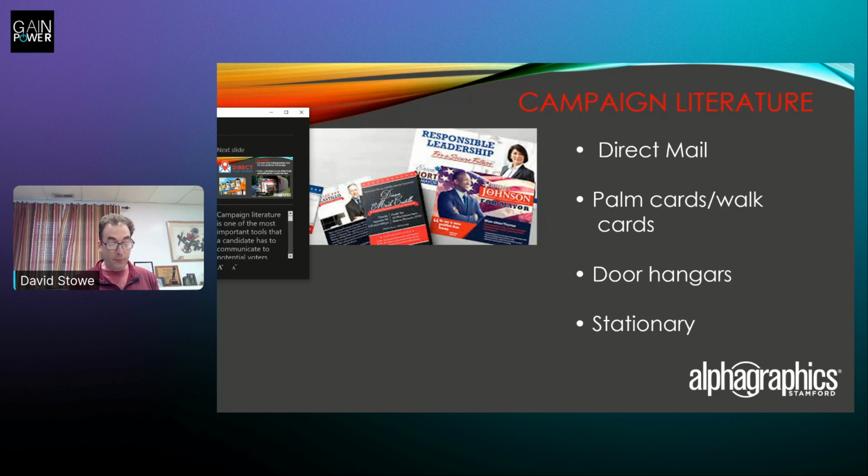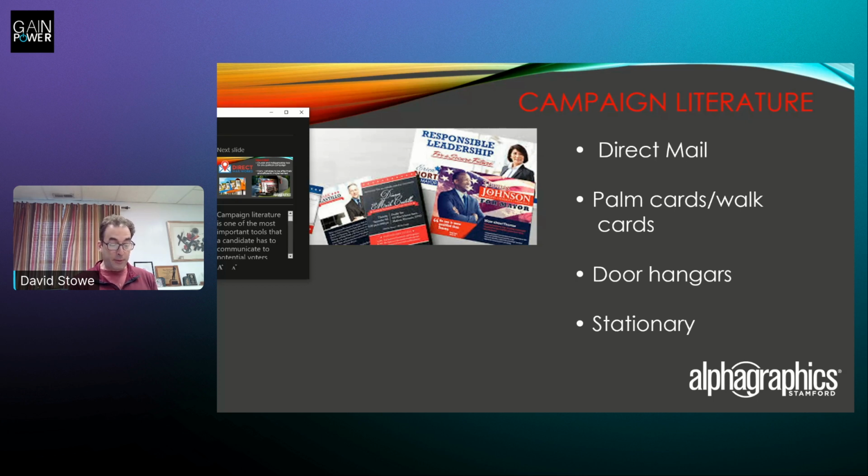Direct mail is a powerful tool that is one of the most effective ways to reach voters and is a trusted source of information about the candidate. There's an incredible amount to know about direct mail, and we'll go into that in further detail in a few minutes. Much of the contact that a local candidate will have with voters is via door knocking.